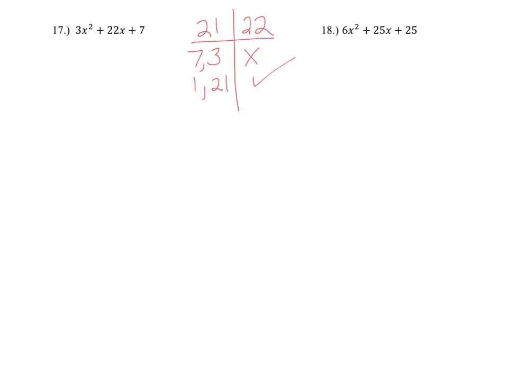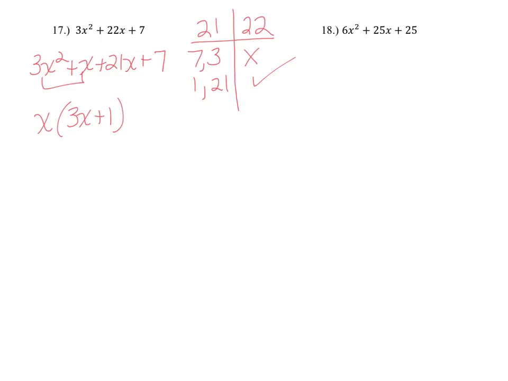So I'm going to rewrite the problem so that it says 3x squared plus x, you can write 1x if you want, plus 21x plus 7. And then group them, right? Group your first two together. The GCF is x, which is going to leave me with 3x plus 1.